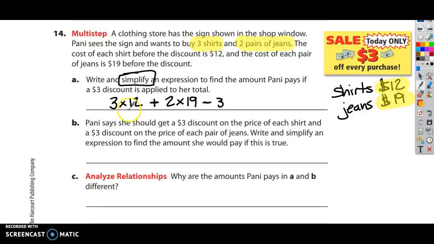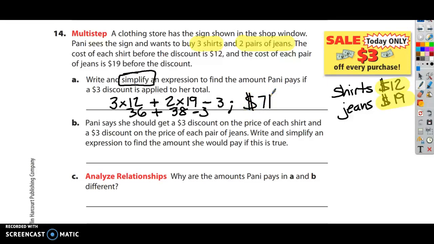3 times 12 is 36. We're going to add that to the, and that's for the shirts. Now we got to do the jeans. 2 times 19 is 38. And then she gets a $3 discount. And so 36 plus 38 is 74. Minus 3 is 71. Her total is $71.